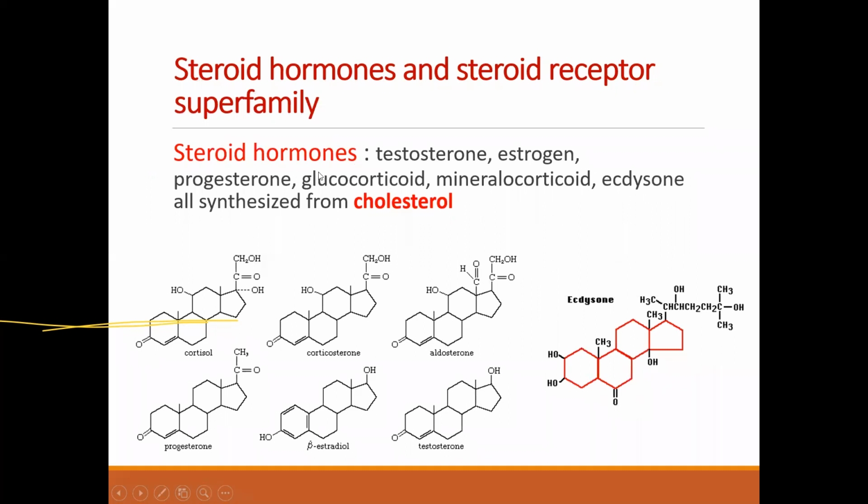The members of steroid hormones are testosterone, estrogen, progesterone, glucocorticoid, and mineralocorticoid. All of the steroid hormones have the same precursor. They are synthesized starting from the molecule cholesterol. This is the structure of cholesterol. Cholesterol has four rings, which we call A, B, C, D. The steroid hormones share the common ring structure, like the B, C, D rings. The differences between these steroid hormones are the side chains. You can look at the differences in the side chain.